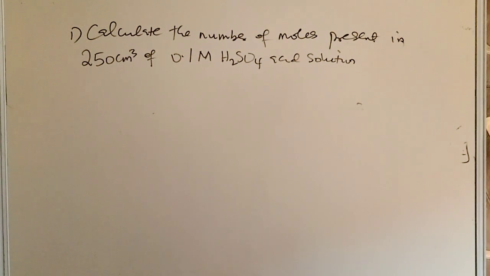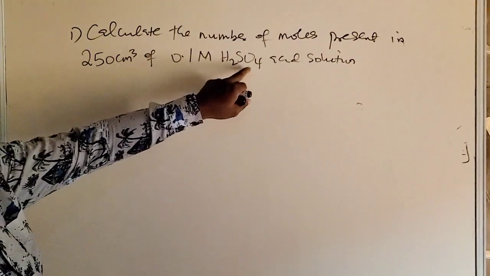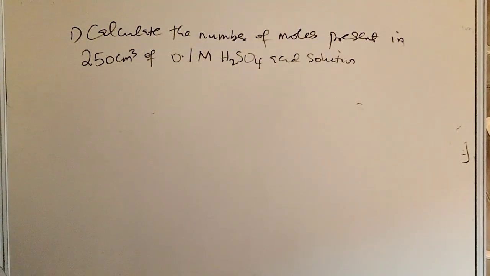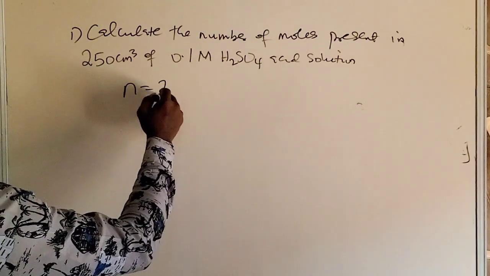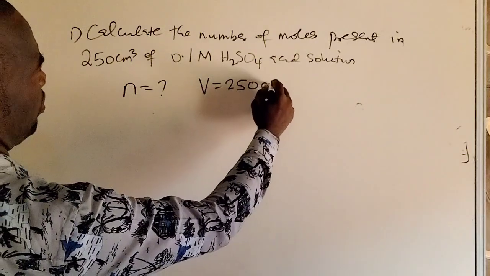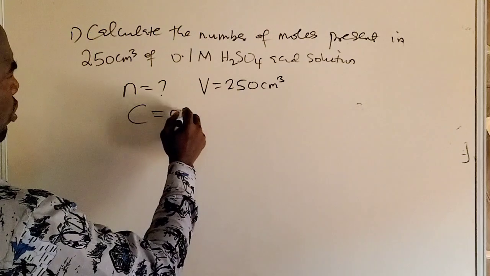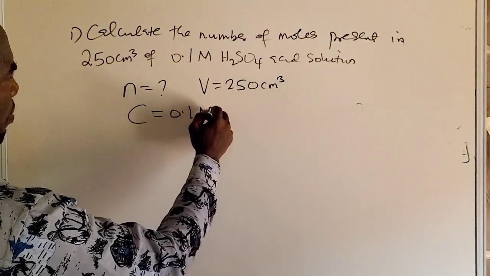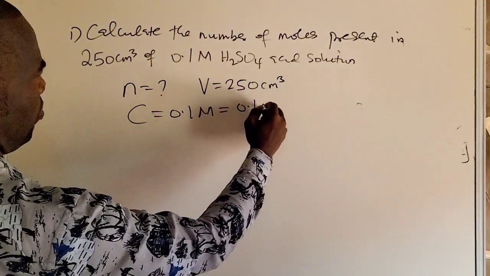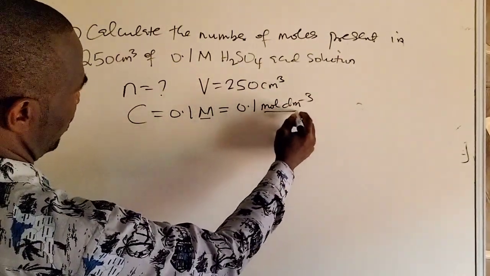Let's look at this question on the whiteboard. Calculate the number of moles present in 250 cm cube of 0.1 molar H2SO4 acid solution. So we're looking for the number of moles, which is n. Volume is 250 cm cube. This 0.1 molar is the concentration. When you see 0.1 M, it's taken as 0.1 mole per dm cube. So this unit and this are the same.